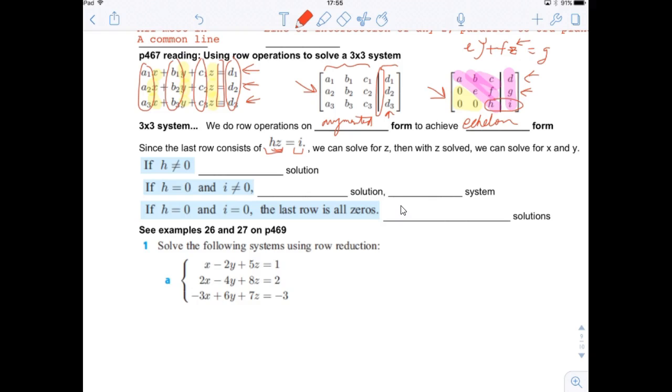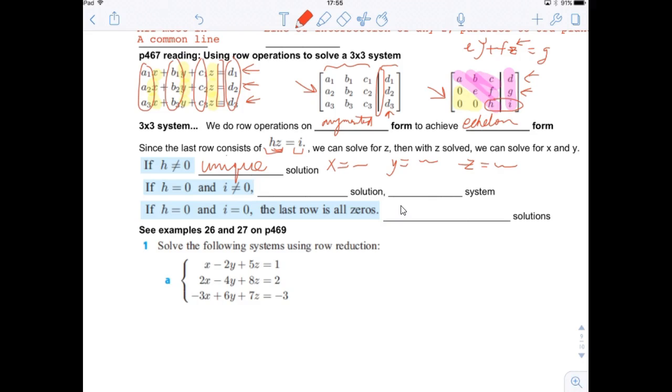Okay, so if h is not equal to 0, we identify a unique solution. The unique solution means we're going to get a solution like we normally expect to get, which would be x equals a certain number, y equals a certain number, and z equals a certain number. And they're all specific numbers.